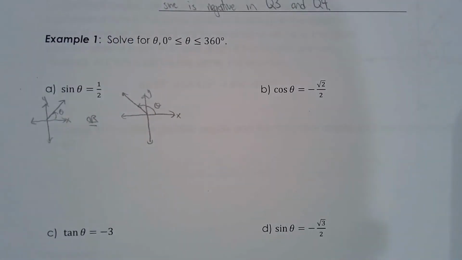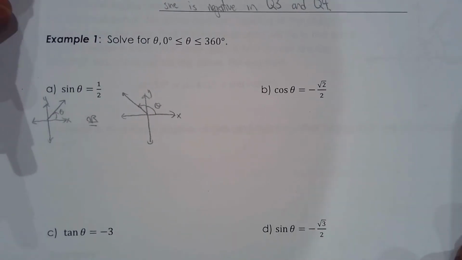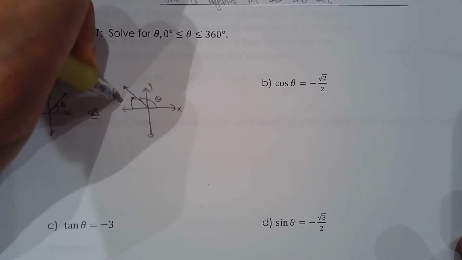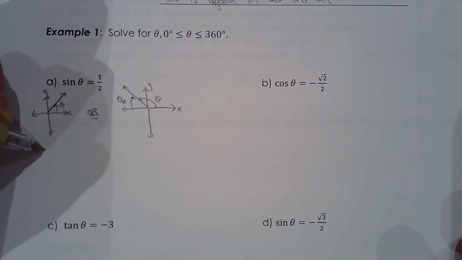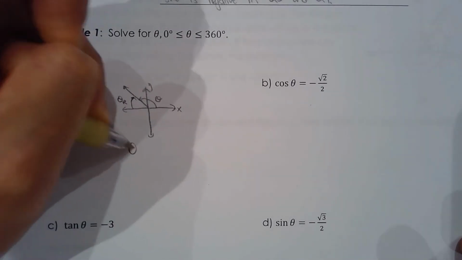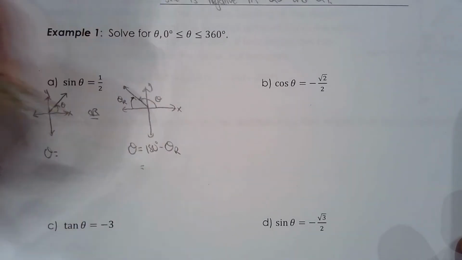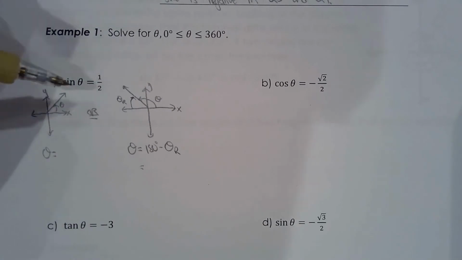Quadrant 2, okay? Because sine is positive in quadrant 1 or in quadrant 2. Now this here is our friend, the reference angle. So theta equals 180 degrees minus the reference angle. Well, what is the reference angle?